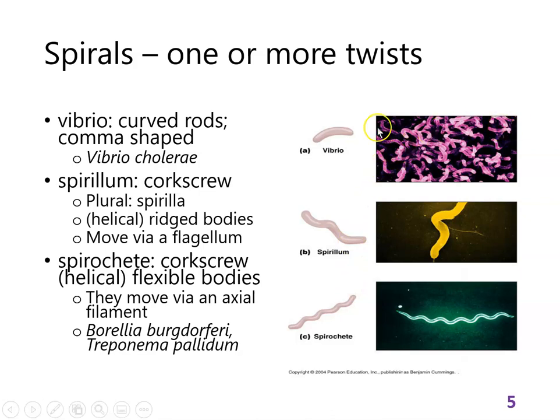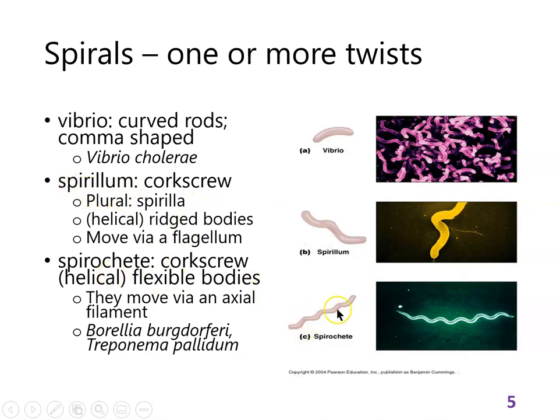The vibrios will be short and curved rods, and Vibrio cholerae is a very famous one. It's named after its cell morphology, and it causes cholera. Spirilla, or one single spirillum, is a cell with about two twists like this, and there are several different species that grow this way. Each of them is called a spirillum.